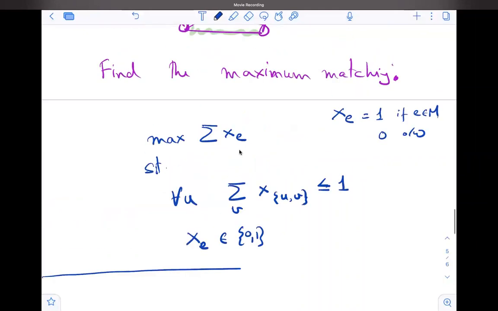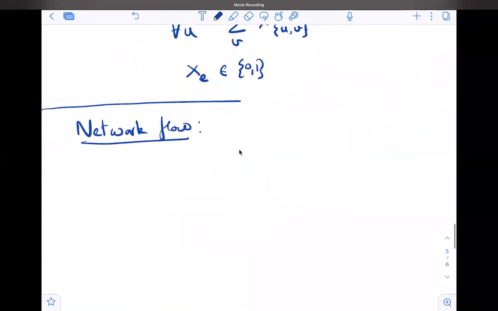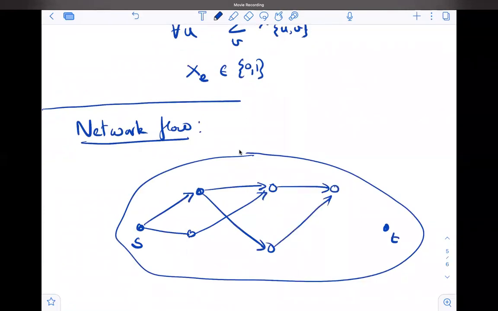Good. So I think this is the time to go back to this problem of network flow. Let's see this network flow problem once again. I have an S, I have a T, and I know network flow can be solved in polynomial time because it is in LP. I can formulate it as an LP problem. But let's try to do it in some other way.